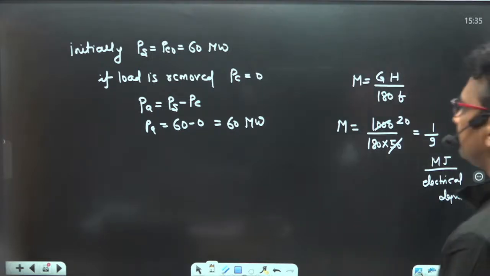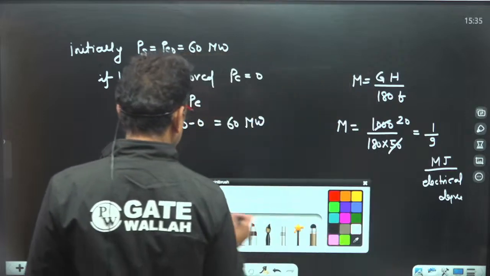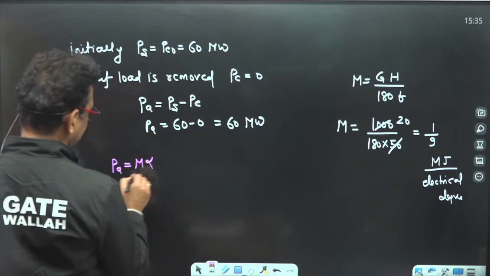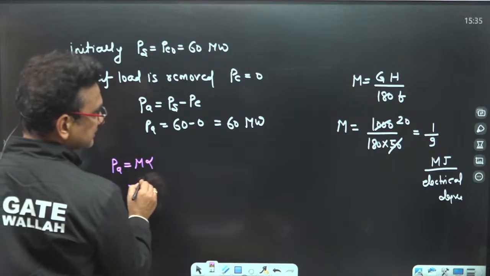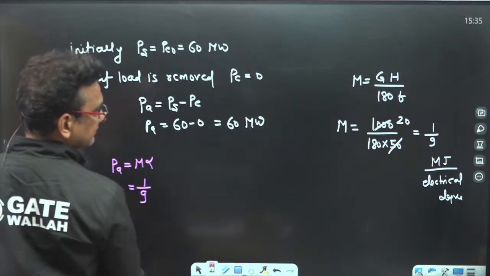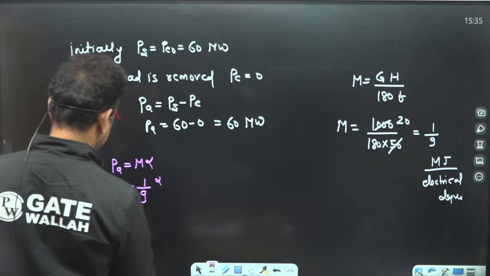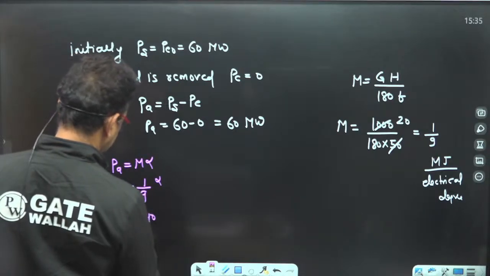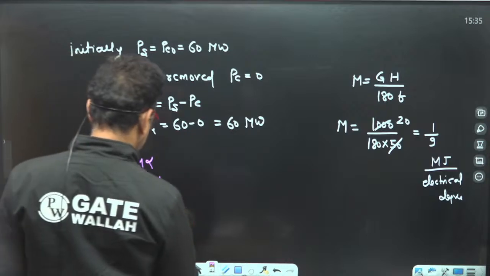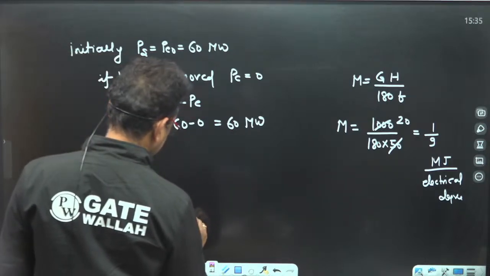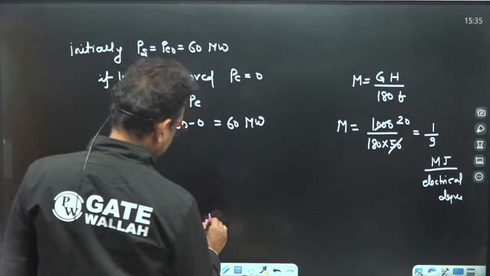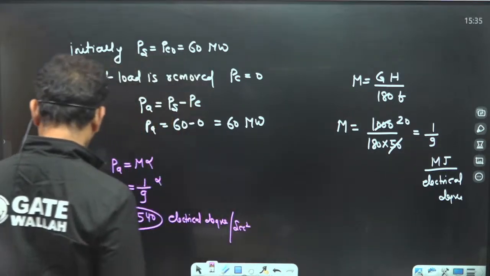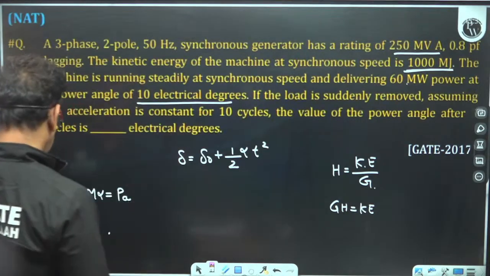Now find out the value of alpha. P_a is equivalent to M alpha. P_a is 60, M is 1 upon 9, alpha equals 540 electrical degree per second square, and we have to find out the answer in the electrical degree only.